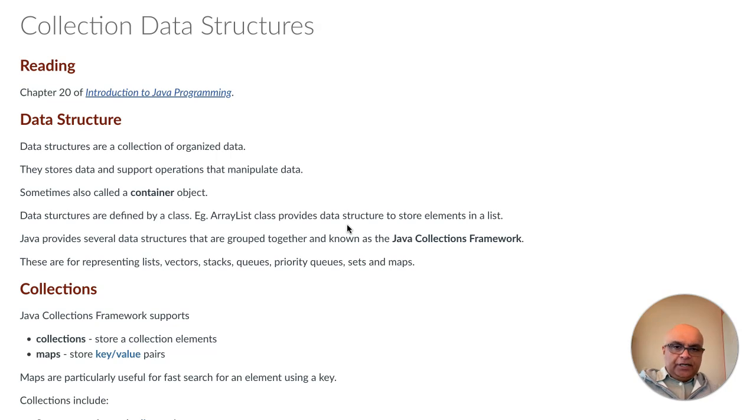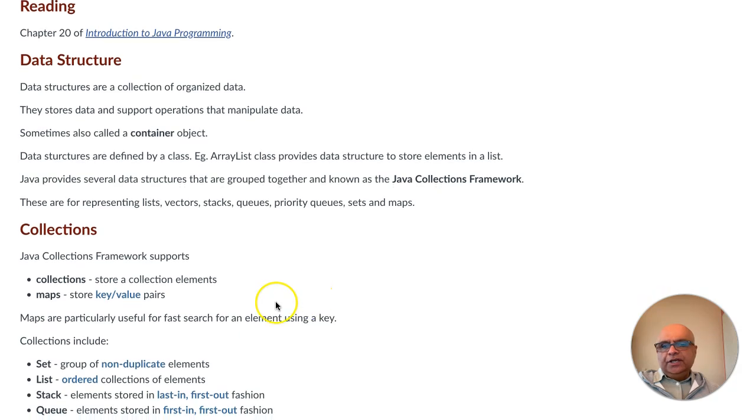Java actually provides several data structures that are grouped together and are known as the Java collections framework, right? And these are for representing things like lists and vectors and stacks and queues, priority queues, and sets and maps. These can be grouped into basically two categories. They're collections that store groups of elements, and maps. These store a bunch of key value pairs, and these are really useful for fast searches based on a key where you want to get to the value part of it. And we'll actually talk about maps in a later lesson, right?